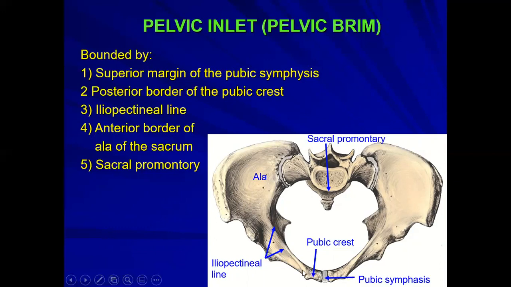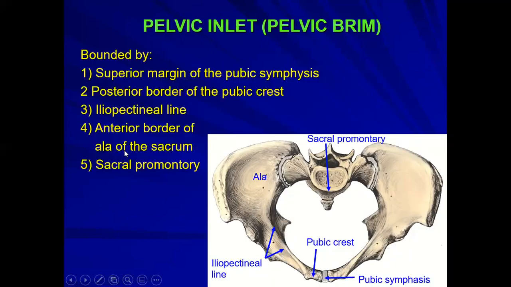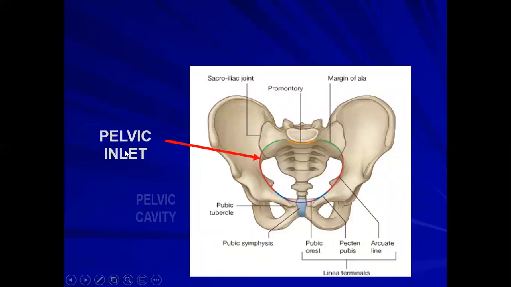Then we have the iliopectineal line, and then the anterior border of the ala of the sacrum, and then at the back there we have the sacral promontory. So these are the boundaries that form the pelvic inlet. Altogether, whenever we draw a line like this, this is the pelvic inlet, the pelvic brim. Inside there we have the pelvic cavity.